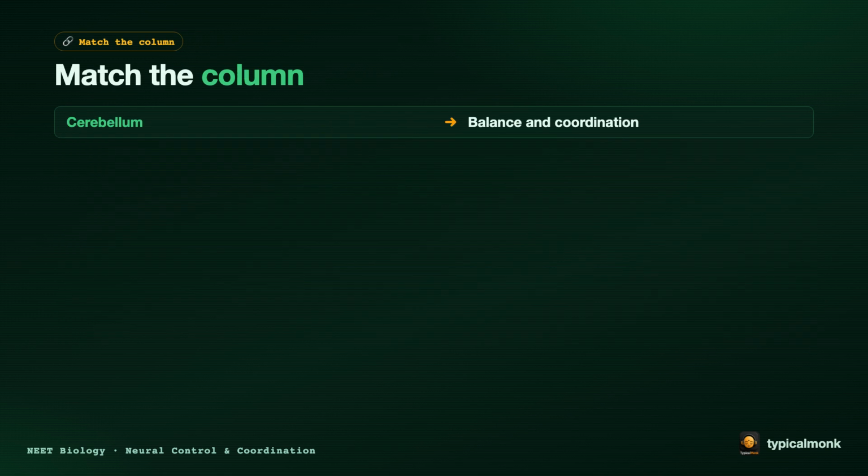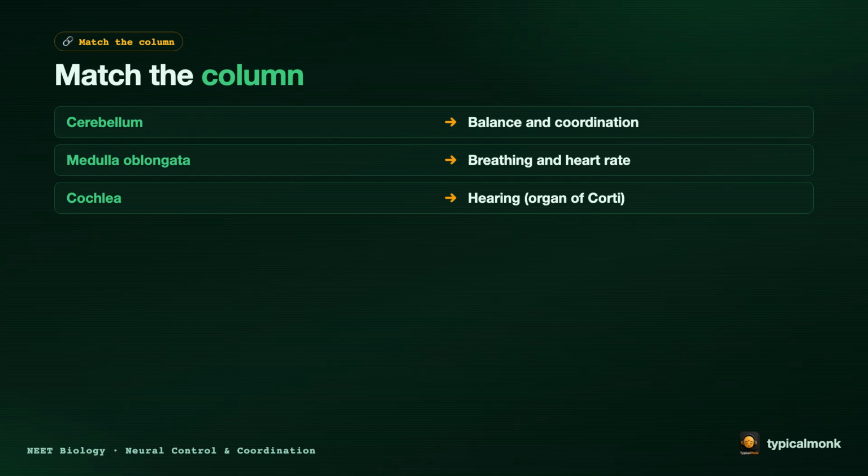Now, the second drill, match the column. Make the correct pairing. Cerebellum, balance and coordination. Medulla oblongata, breathing and heart rate. Cochlea, hearing, that is, the organ of Corti. And rhodopsin, the rods for dim light vision.